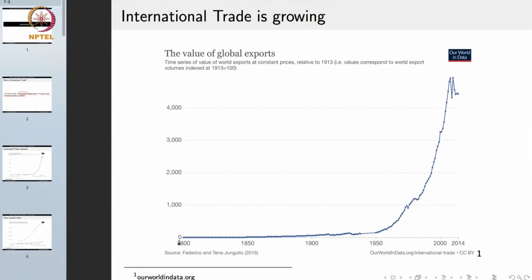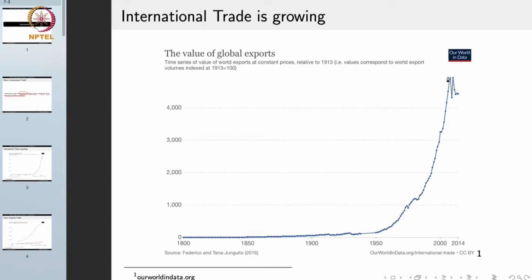We can observe that in the year 1800, international trade was very minuscule. But over time, it has been growing. And currently, we are at a level that is around 50 times that of 1913. Which means that in a span of around 100 years, global trade values, or global export values, have increased by as much as 50 times.